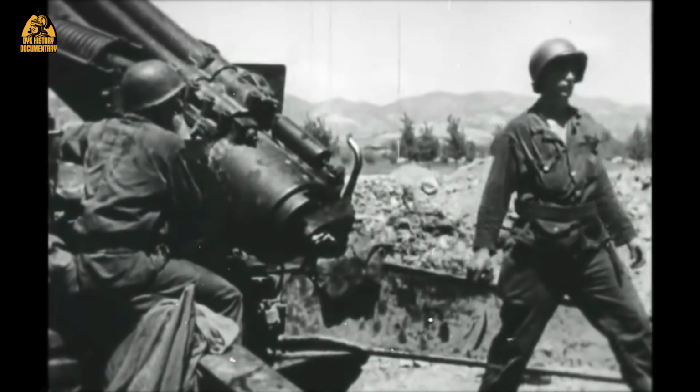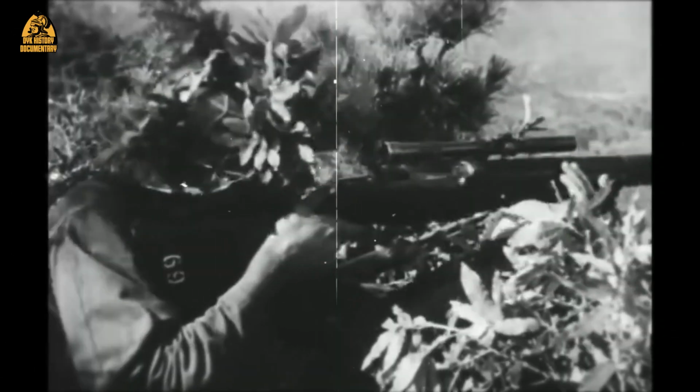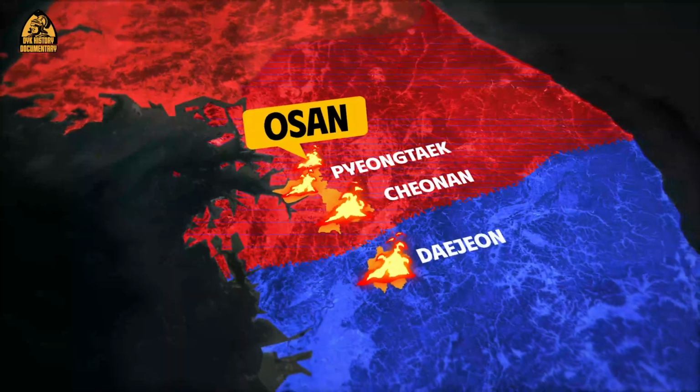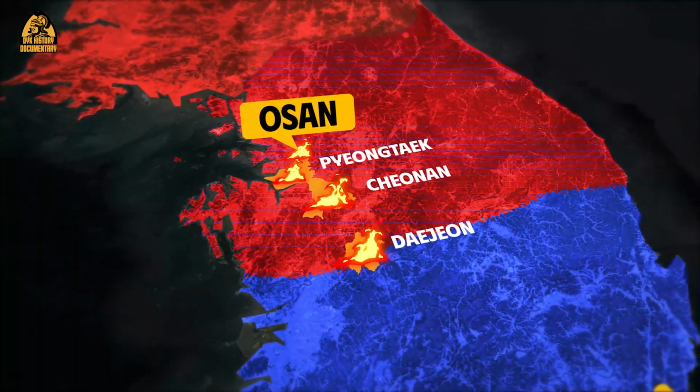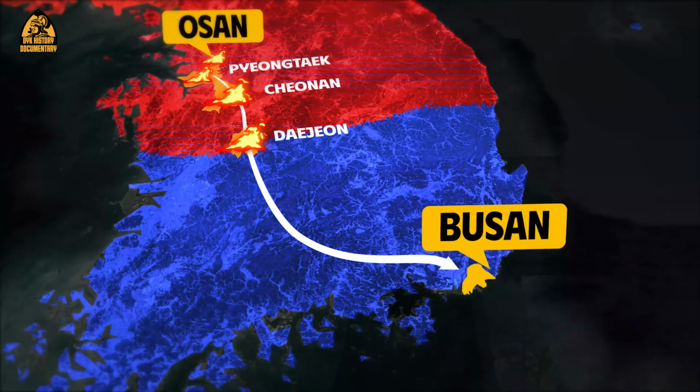Subsequent battles saw similar outcomes. The 24th Infantry Division faced continuous defeats as it attempted to delay the North Korean advance. The battles of Pyeongtaek, Cheonan, and Daejeon resulted in significant American losses and the eventual retreat to the southern port city of Pusan.